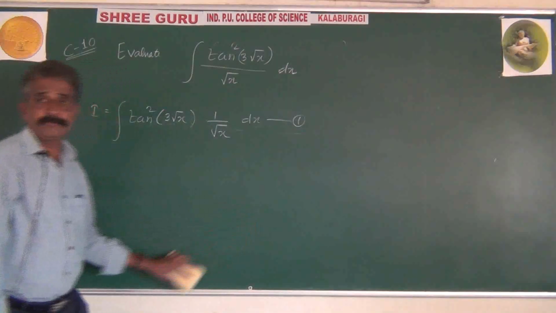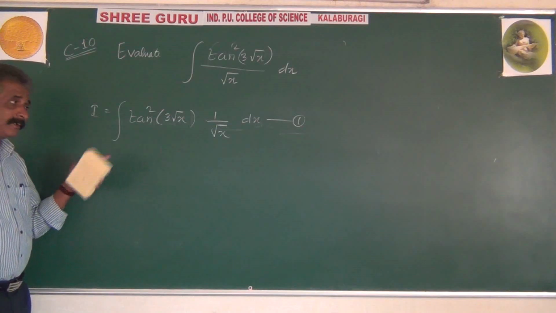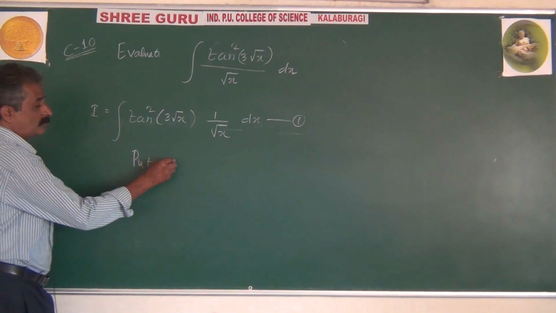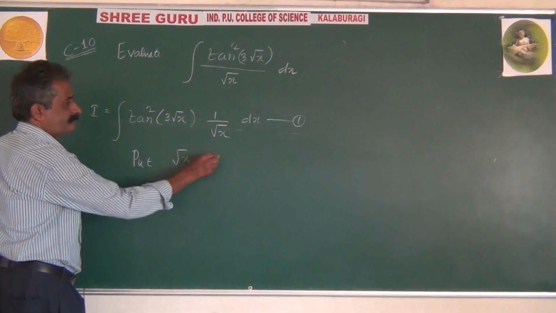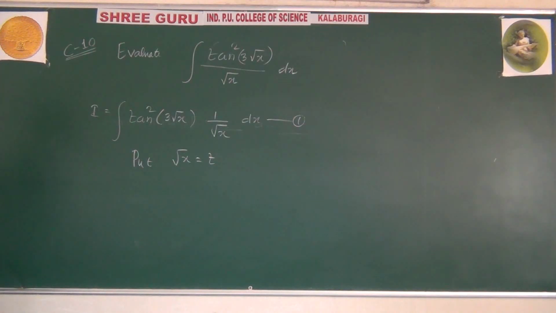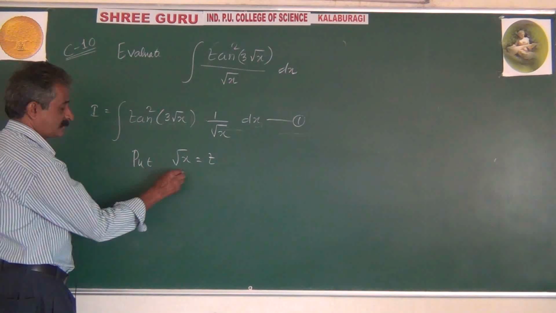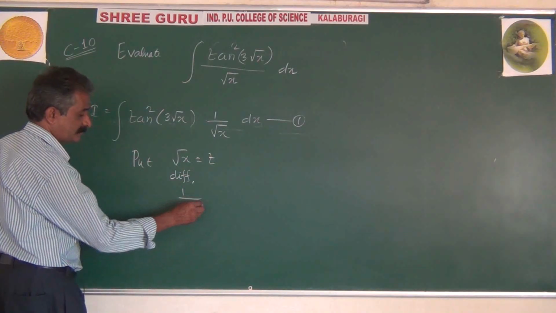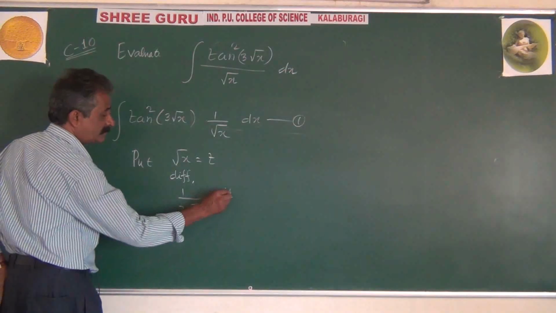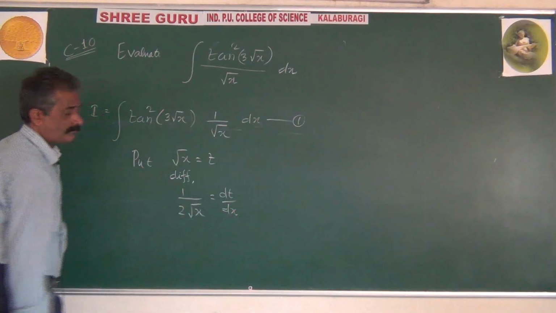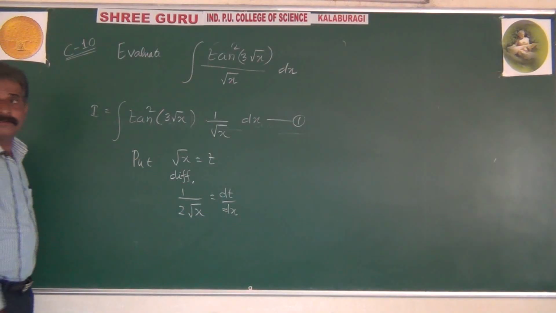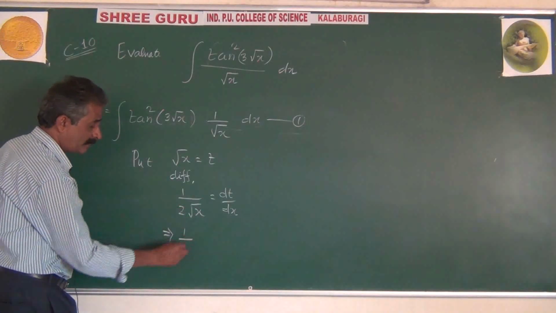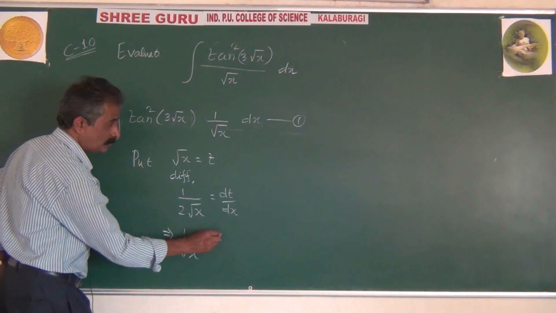You can expect easily that differentiation of root x is 1 by 2 root x. So we should put root x equal to t, as good as x equal to t square, both are same. Differentiate. Differentiation of root x, which is 1 by 2 root x, equals differentiation of t, which is dt by dx. We have 1 by root x dx, that much only can be got, which implies 1 by root x dx equals how much? 2 dt.